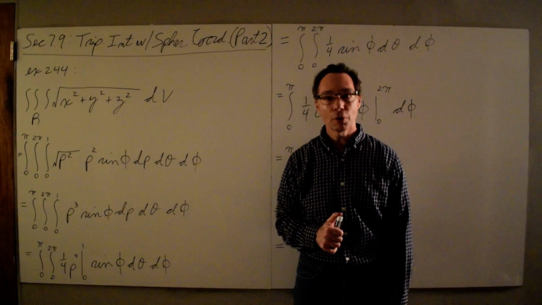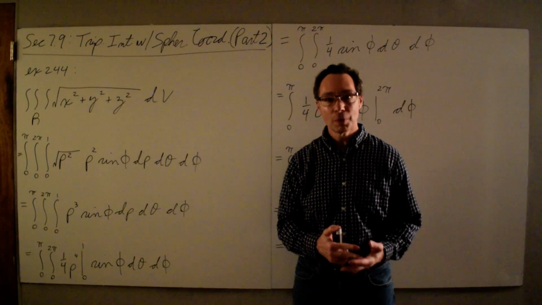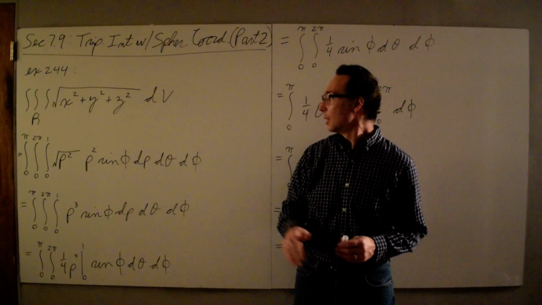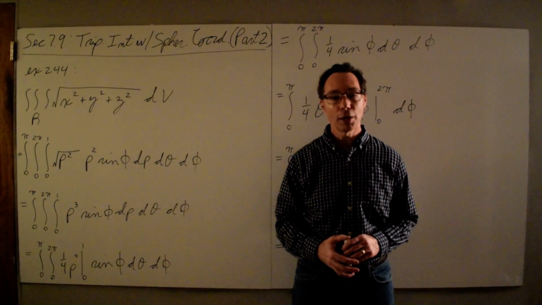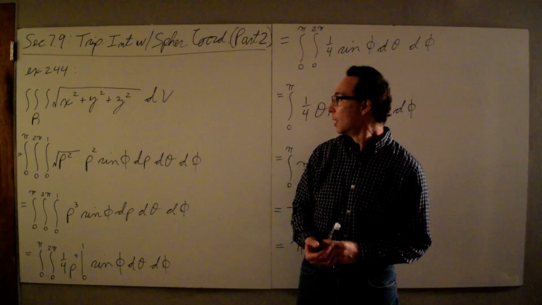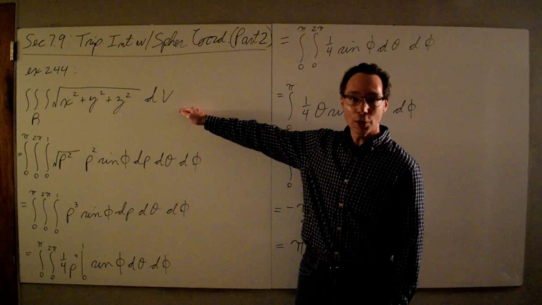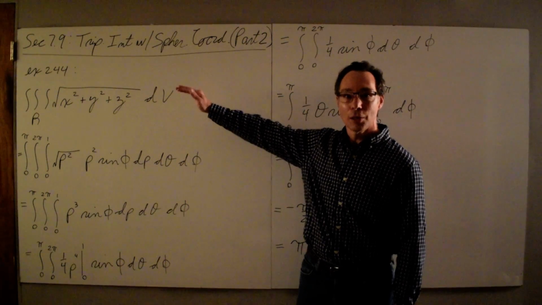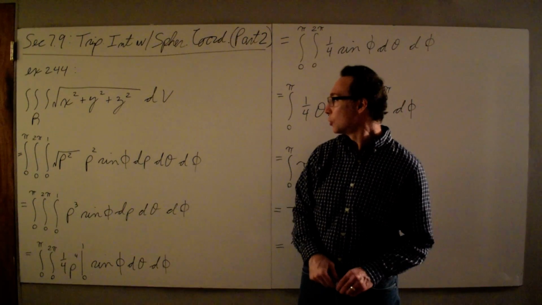Now, if you're integrating over a rectangular prism, then using rectangular coordinates is the best choice. If you're going to integrate over a cylinder, then using cylindrical coordinates is the best choice. But since we're integrating over the unit sphere, we're integrating over a sphere, spherical coordinates are the best choice.